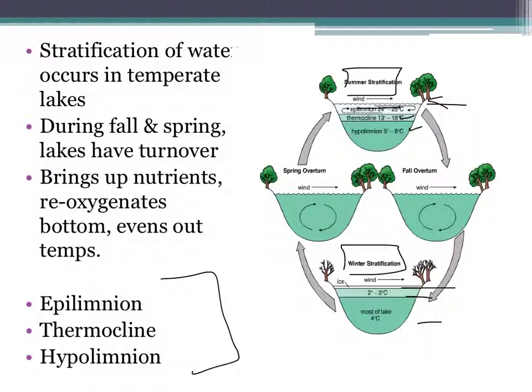During the fall and spring, we get a unique thing called turnover. This is pretty much exactly the same as upwelling that occurs in the oceans. What happens is it brings nutrients up, reoxygenates the bottom, and evens out temperatures. In the spring we get winds that occur. They're going to cool, they're going to descend, and they're going to create these convection currents. Same thing in the fall. So again, we get those nutrients and oxygen that come back up, and fish are going to follow that.